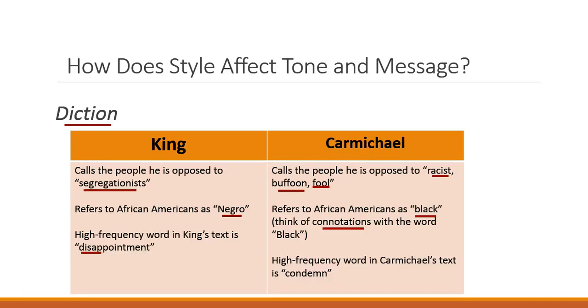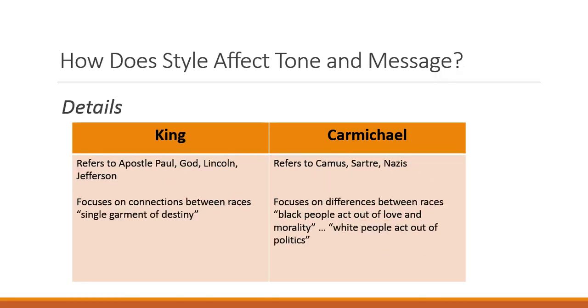A high-frequency word in King's letter is disappointment. A high-frequency word in Carmichael's text is condemn. Think about the differences, the shades of meaning for those two words. So how does style affect tone and message?